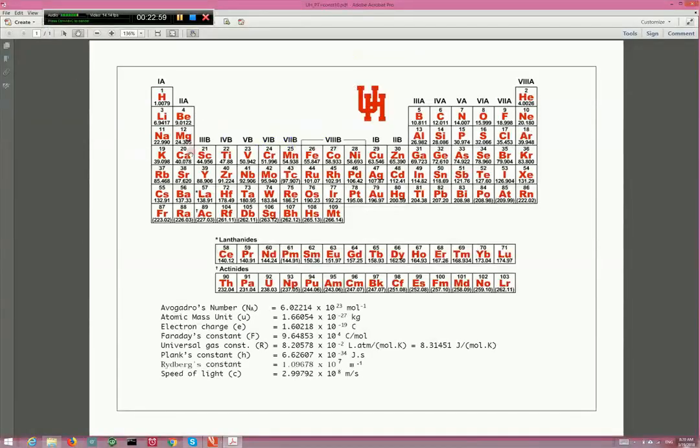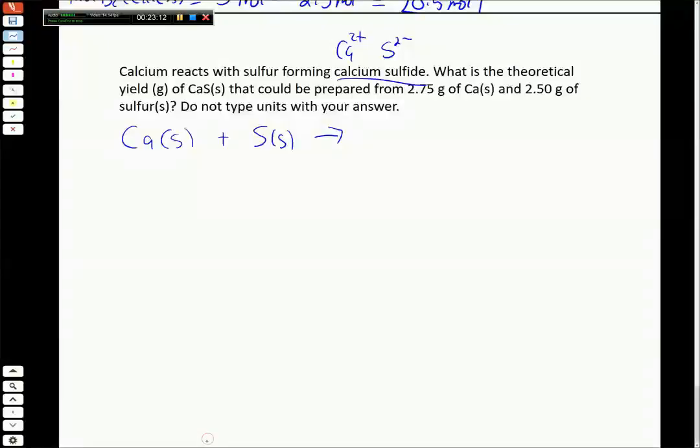So we have calcium sulfide. Calcium is in group 2A, so it forms a 2+ cation. Sulfur is in group 6A, so it's going to form a 2- anion. That's a review from chapter 3. And so that means the formula for calcium sulfide is CaS, so that's going to be our product. This was the simplest way to write the chemical equation, calcium plus sulfur going to calcium sulfide.